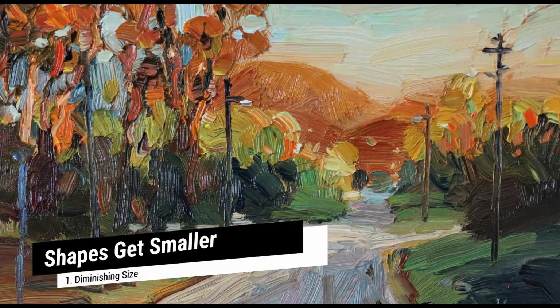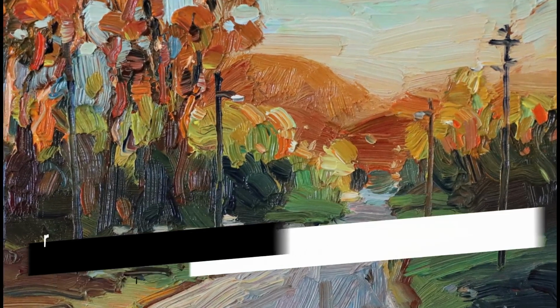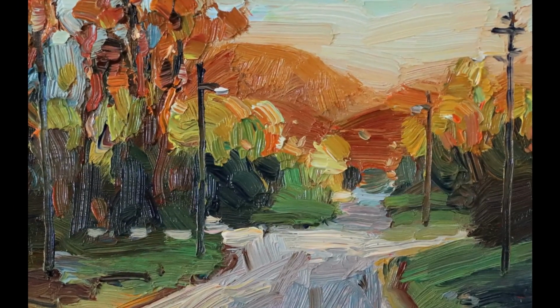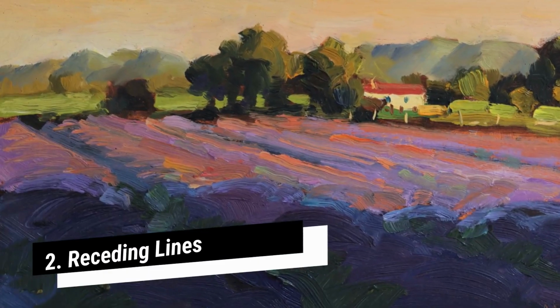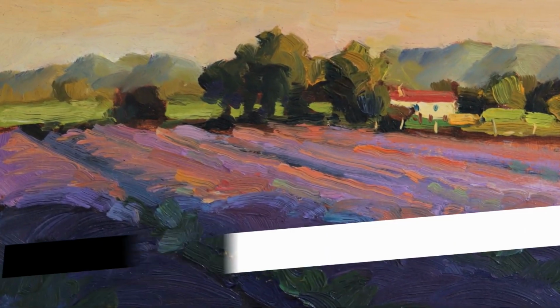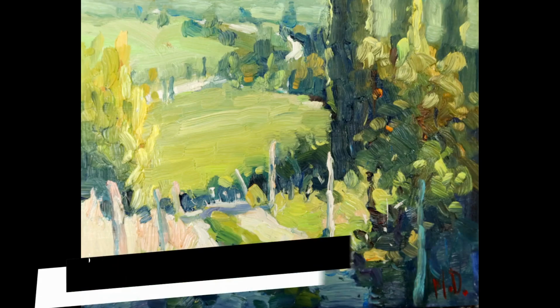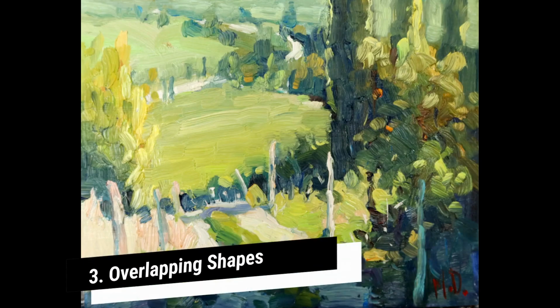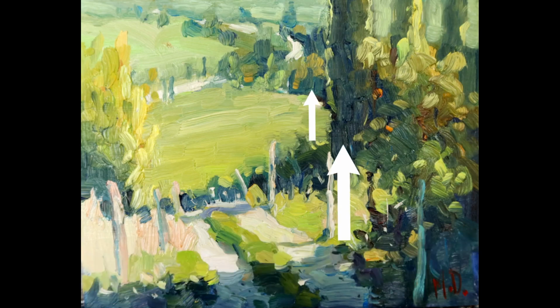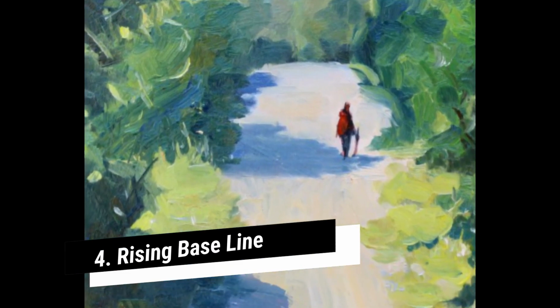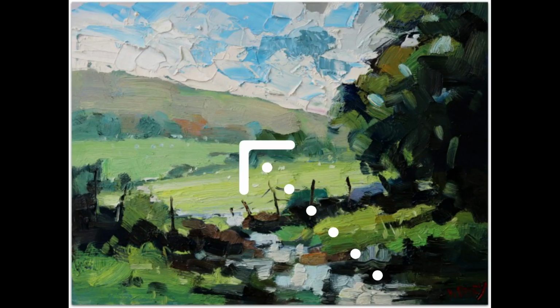Shapes get smaller with distance, so use diminishing sizes for the shapes to create the illusion of space. Then use receding lines. As lines converge into the distance, they emphasize the illusion of space once again. Overlapping shapes, one overlapping another, gives the illusion of receding shapes into the distance. A rising baseline. As shapes move upwards, or the planes, that gives the illusion of space.